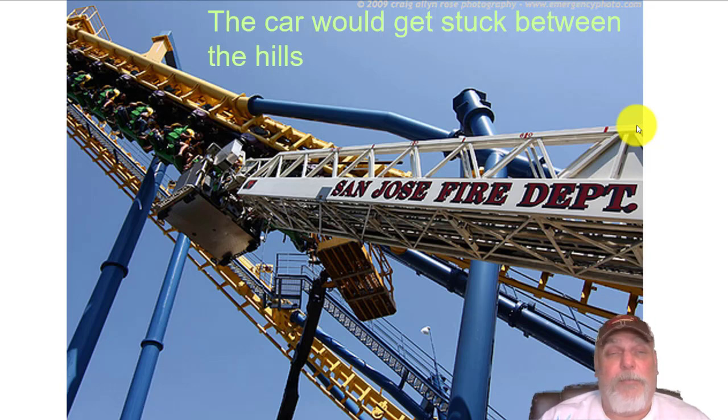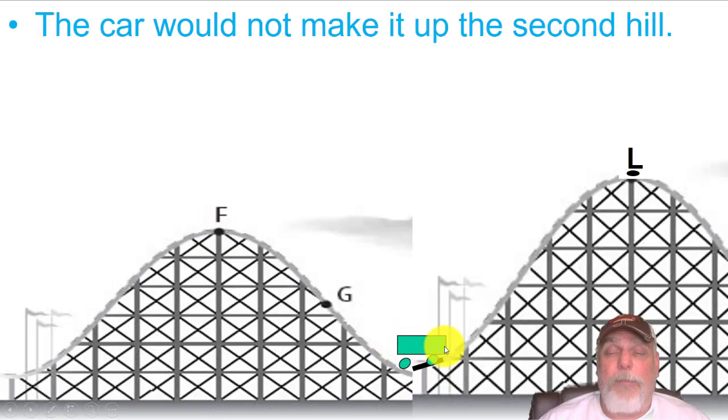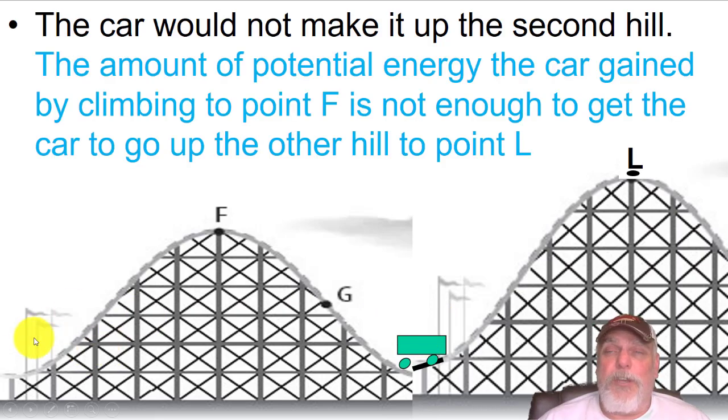Here you see, boy, I feel bad for these guys. Here are some people that were stuck in a roller coaster ride, and the fire department had to come to get them off the ride. Yep, that car would not make it up that hill. It might make it some way up the hill, but then it's going to roll back, and then it's going to roll this way. Eventually, it's going to end up just stuck in between the two hills. The amount of potential energy gained by the car as it was tugged up this hill is not going to be enough to get it up this next hill.